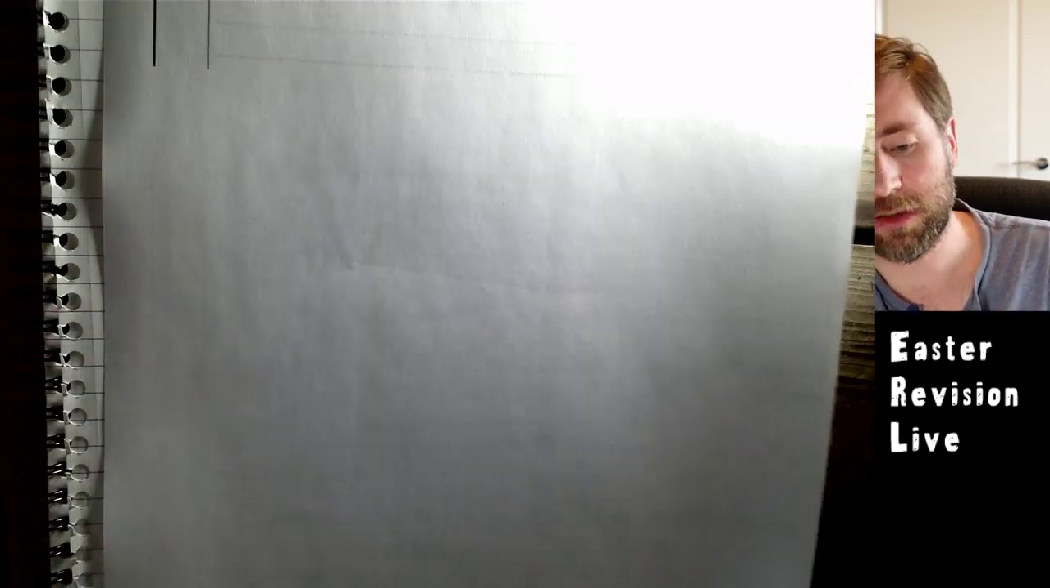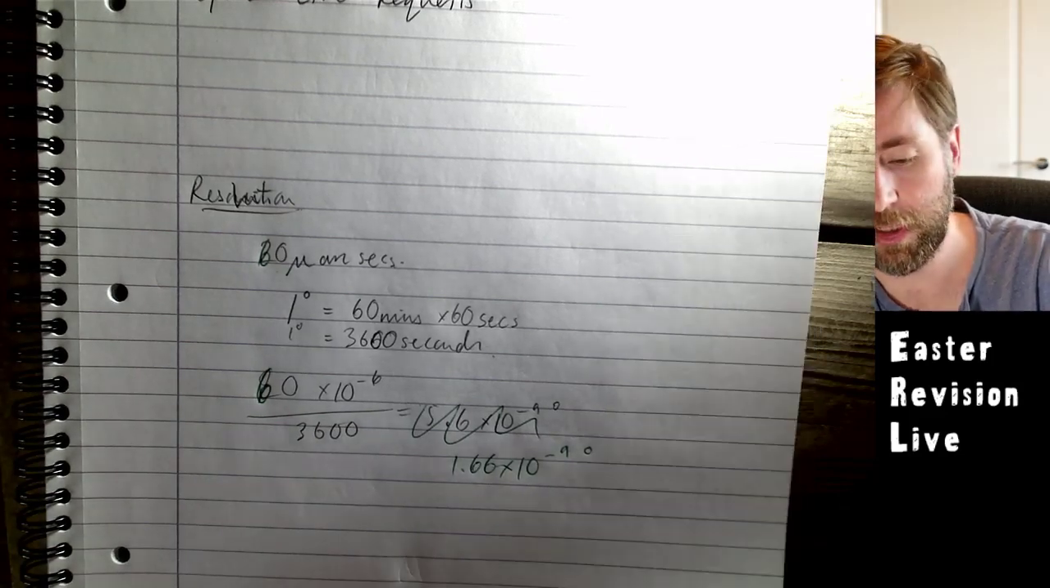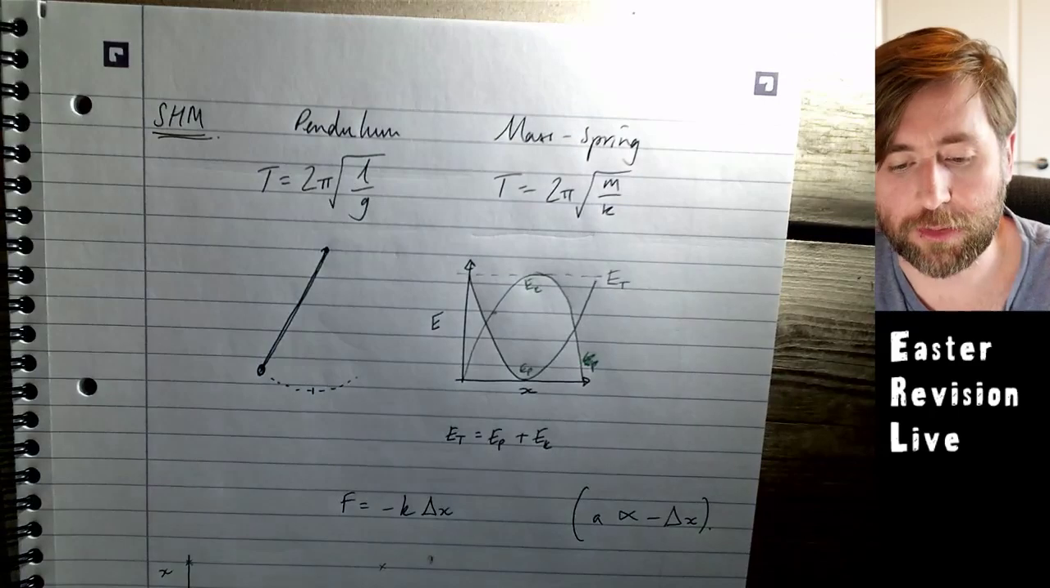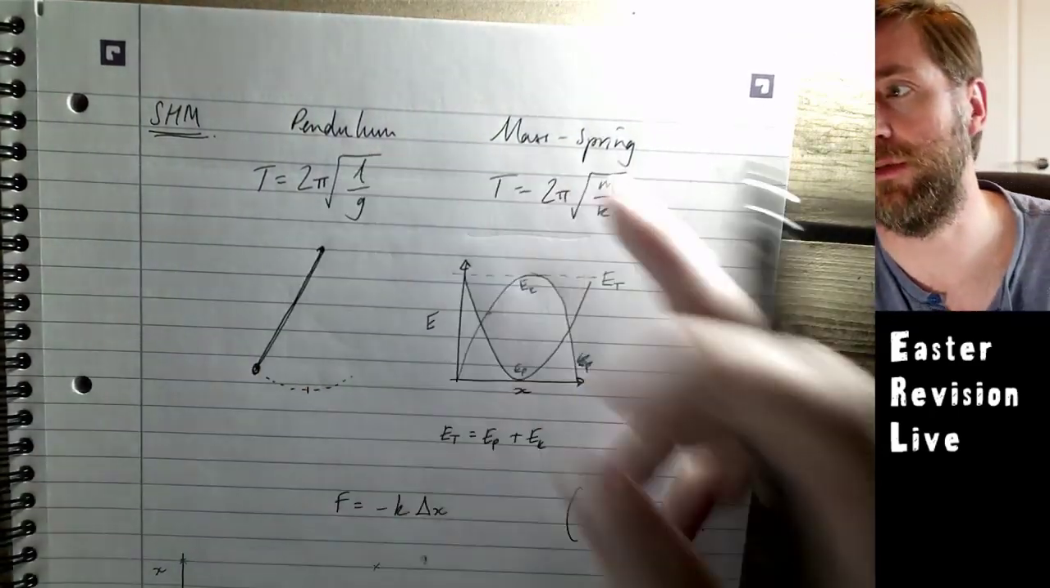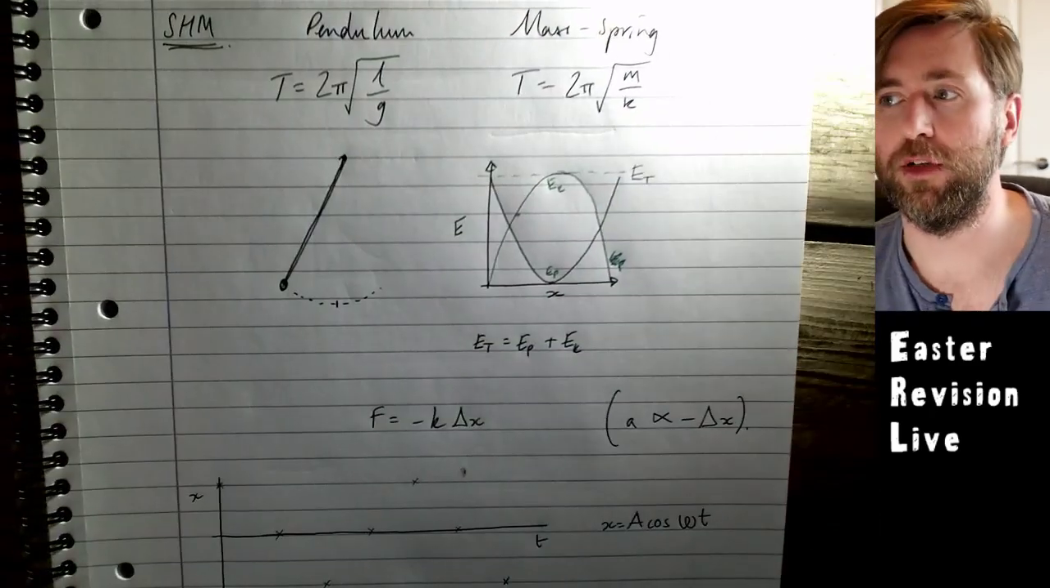Okay, the next thing that somebody asked me for was SHM and SHM graphs. So I've just done that one really quickly here. Essentially, SHM falls into two kinds of categories: pendulums and mass springs. And it's well worth being able to recognize them really, really quickly.